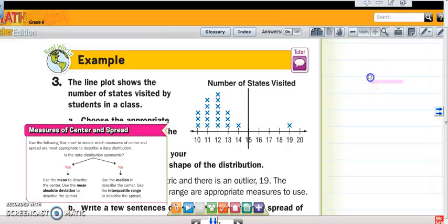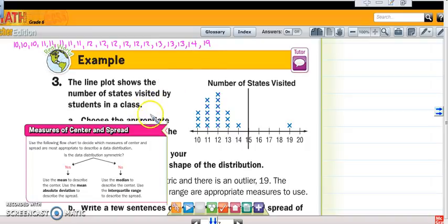All right. So we have 3 tens, 5 11s, 6 12s, 3 13s, 1 14 and 1 19.